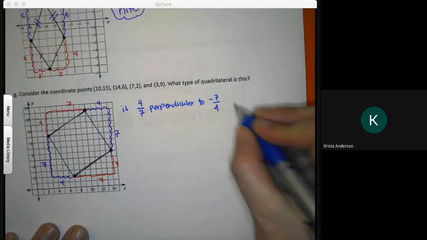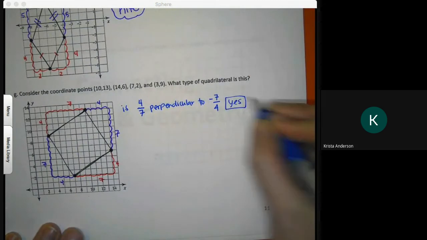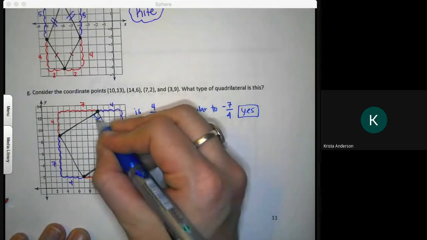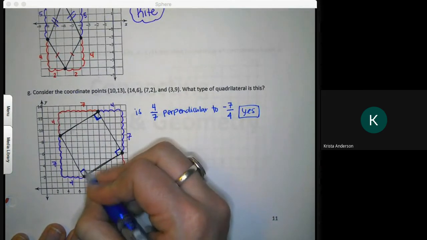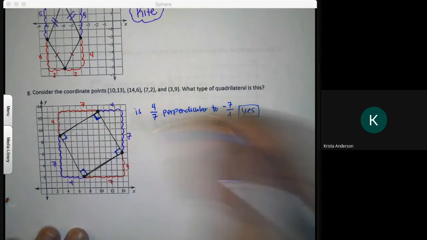That is perpendicular, which means there are little boxes in the corner for the 90 degrees. What shape is that if it has boxes and all of the lengths match? Square.